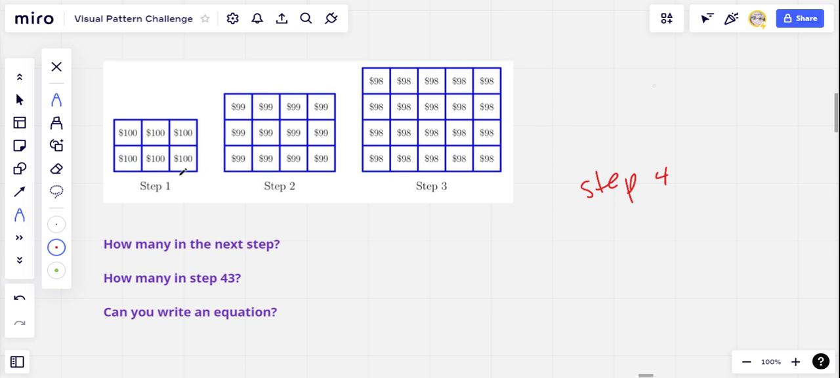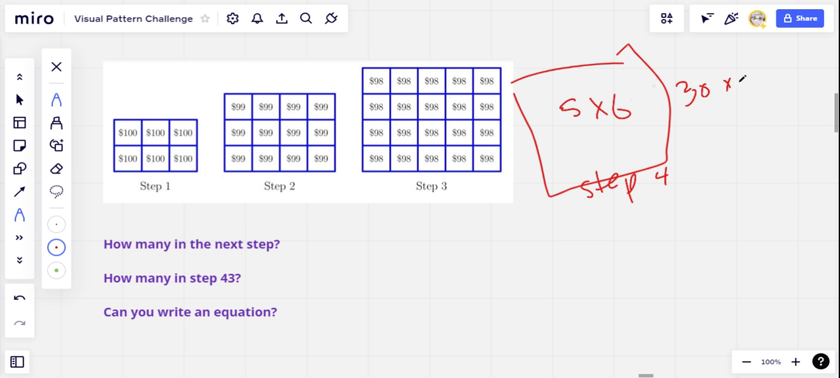So let's see, just looking at the number of boxes, I've got a 2 by 3, and then a 3 by 4, and then a 4 by 5. So I think this should be a 5 by 6 box, right? So that would be 30 boxes. And then the dollar value goes 100, 99, 98. So looks like we're going to multiply that by $97. So 30 boxes of $97 each. So 30 times 97, that's going to be, wow, that's a lot of money already. $2,910 is what I'm getting there. So that's my prediction for step 4.